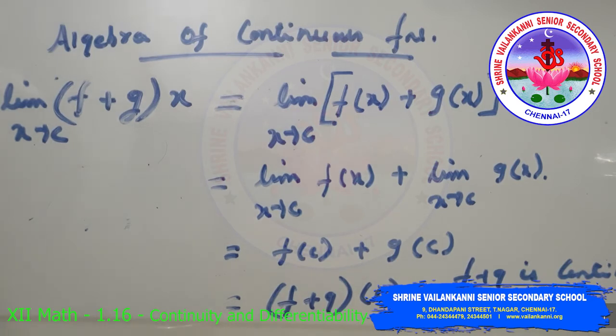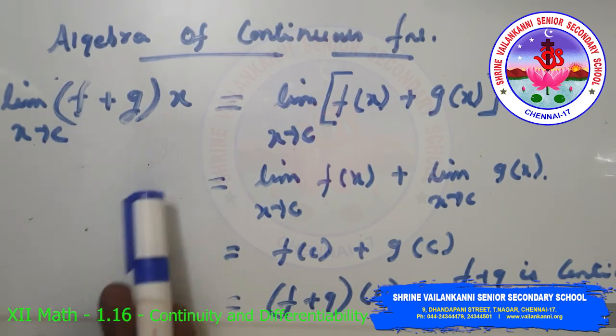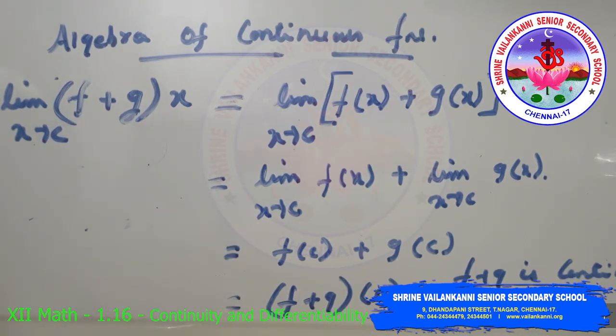The remaining parts are similar. It could be done in a similar way, like limit x tends to c, f minus g of x, and the product and the quotient of the two real functions.